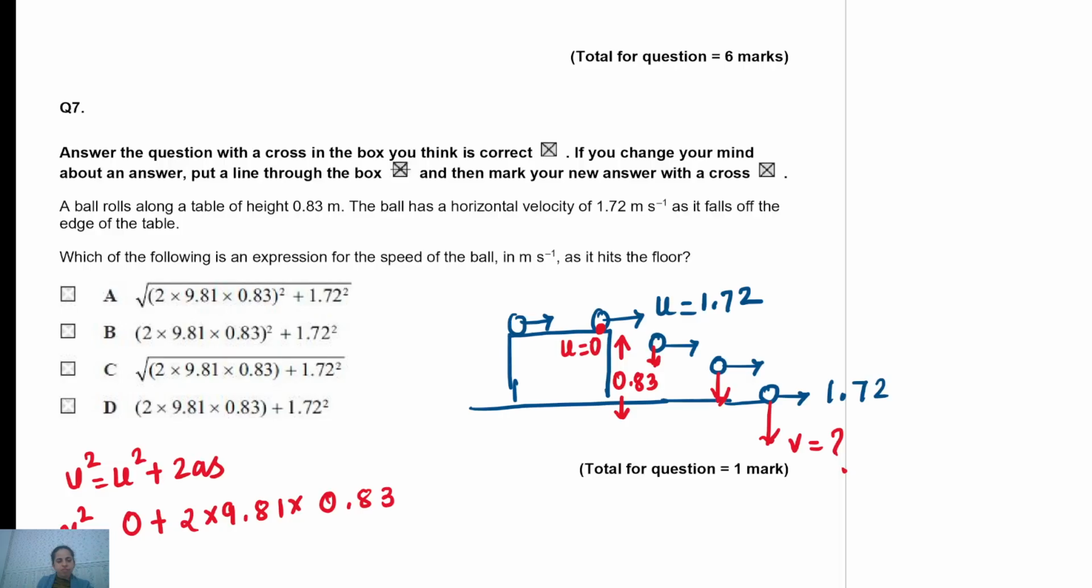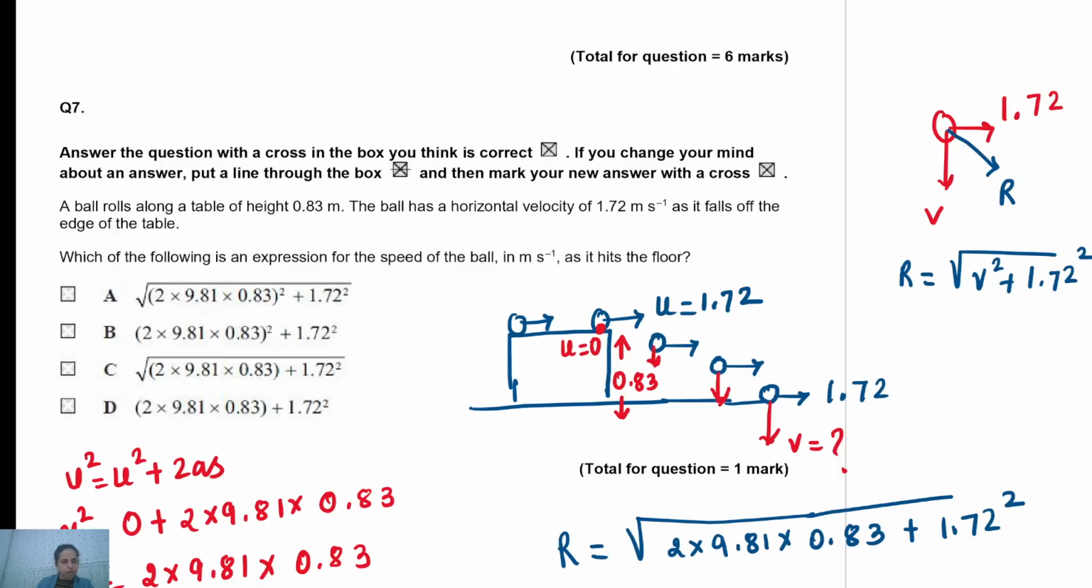Now the resultant will be the square root of v squared, which is 2 times 9.81 times 0.83, plus 1.72 squared. What kind of option is there? I think this one. Yeah, that's the answer. So we're not squaring this again. This v is already squared. That's what they want to check. Do not make errors.